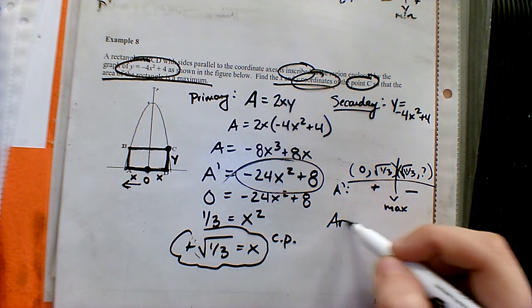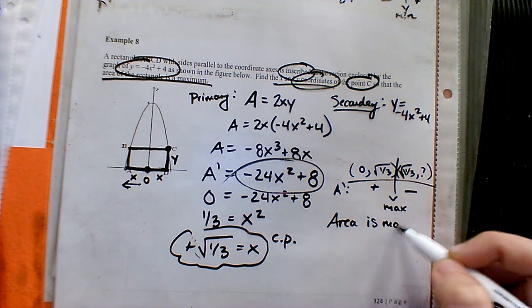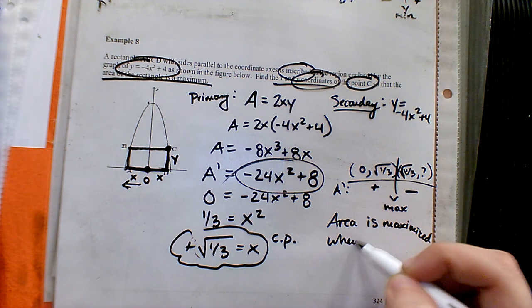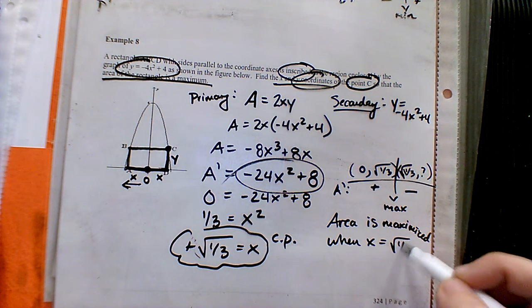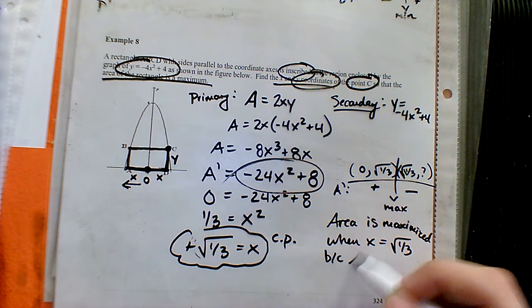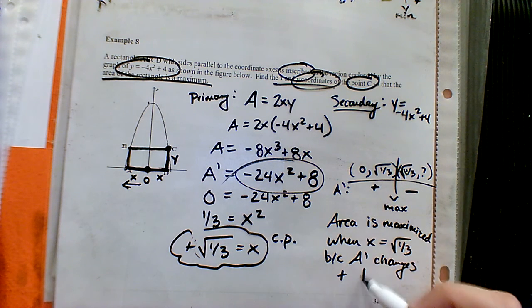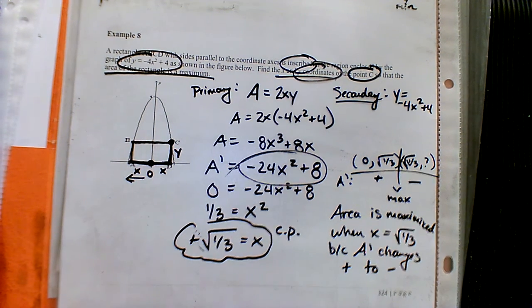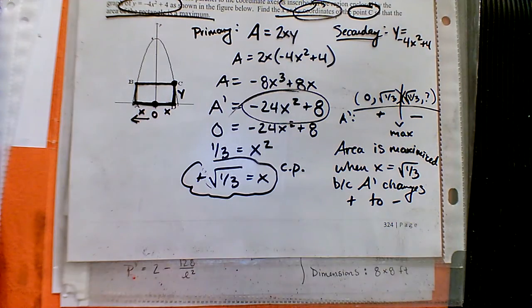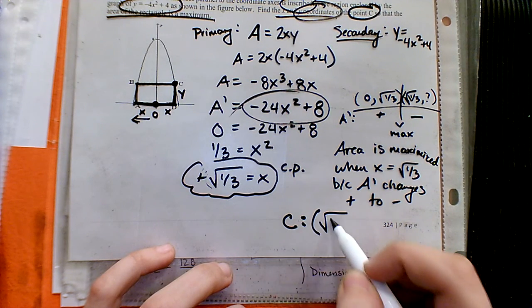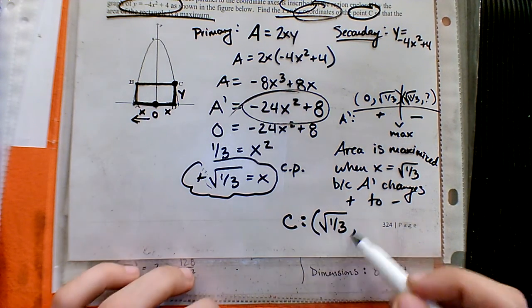So area is maximized when x equals square root of 1/3 because the derivative changes from positive to negative. Are we done? No. What do we need? Point C. All right, so the x coordinate is square root of 1/3.